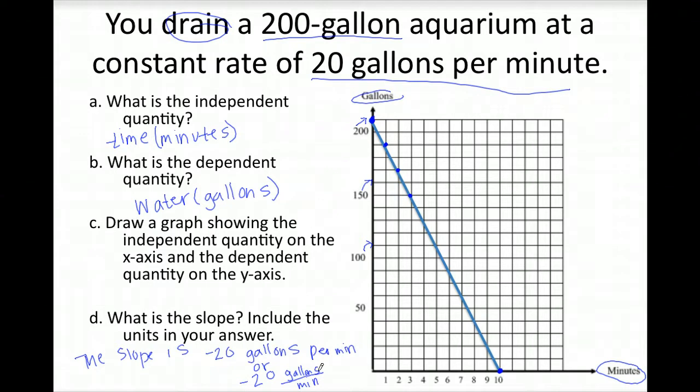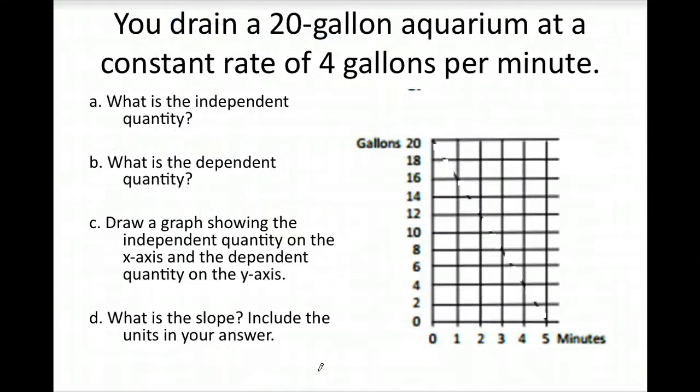All right, the next problem, I want you to pause and complete on your own, and then we will go over it. So here you drain a 20-gallon aquarium at a constant rate of 4 gallons per minute. So pause, and when you're done, hit play.